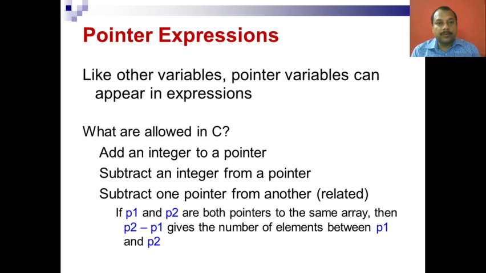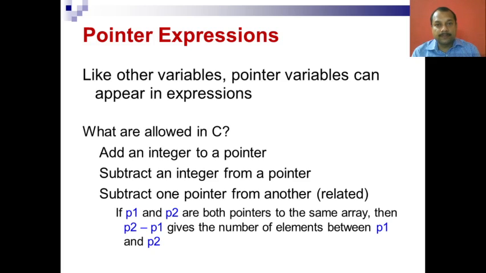Okay. Now in pointer expressions, like other variables, a pointer variable can appear in expressions. What is allowed in C? In the context of array pointers, first of all, you can add an integer to a pointer, subtract an integer from a pointer, and subtract one pointer from another related pointer. If P1 and P2 are both pointers to the same array, then P2 minus P1 gives the number of elements between P1 and P2.